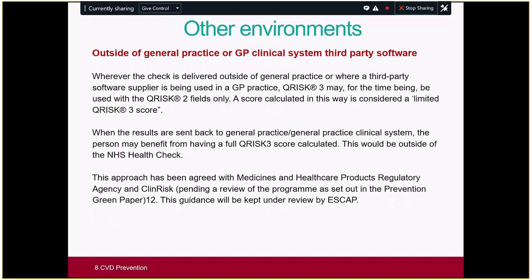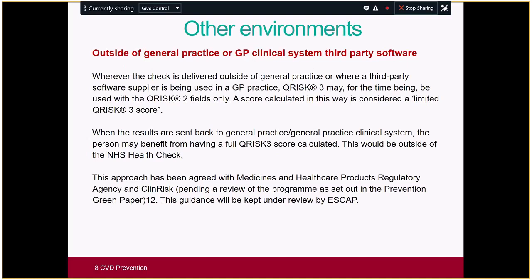What about if the health checks are happening outside of general practice, or they have a third-party set of software? We don't expect the extra fields as part of QRISK3 to be asked as a health check. What we need as part of a health check is just the mandatory fields that have already been agreed. So those extra 7 variables, if outside of general practice on third-party software, the provider does not need to ask those questions.